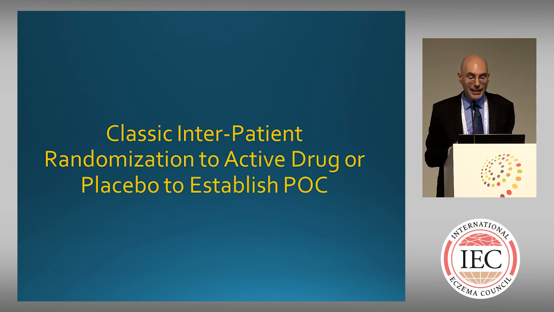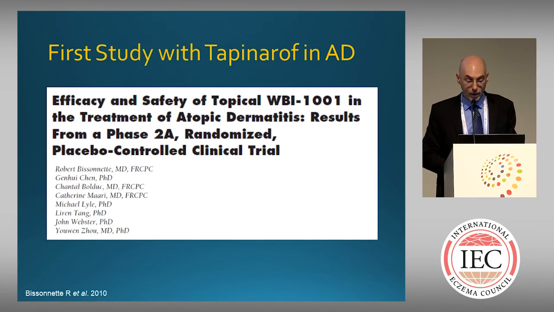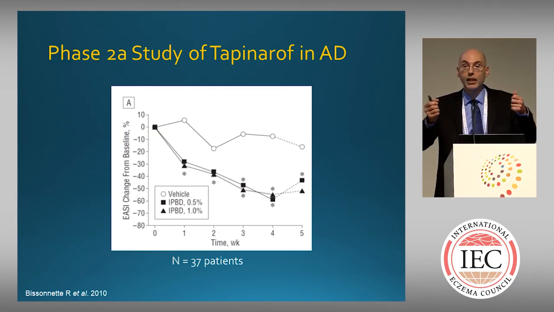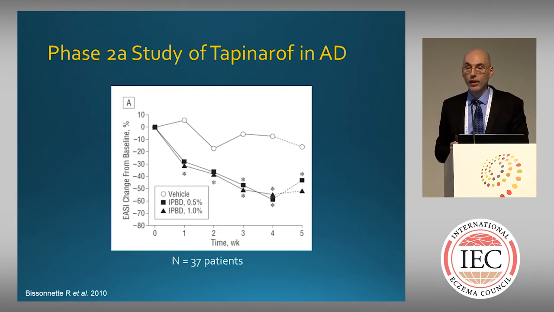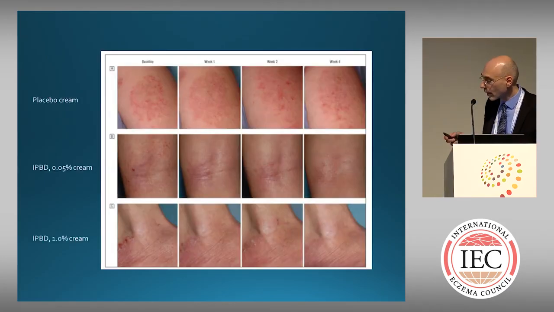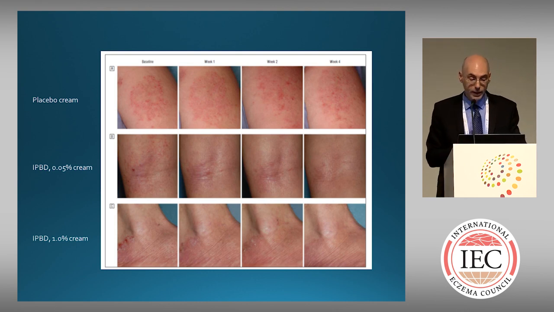So what about the classic inter-patient randomization scheme? Is it good? Is it not good? Yes, it's good. That's how tapinarof was first shown to be efficacious in atopic dermatitis. So in this study, 37 patients were randomized to 2 concentrations of tapinarof versus vehicle. They were given the creams to put at home. So vehicle patients had only vehicle, and patients who received tapinarof had only tapinarof. And it was statistically significant, very easy to see.